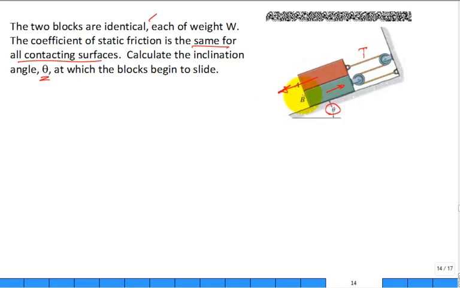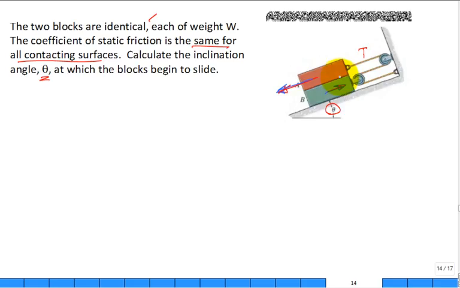What you can do is make a bad guess, run the numbers, and get a negative theta, and then you say, oops, I guessed which way they slide wrong. If you guess that block A slides down and block B slides up, you'll get a reasonable value for theta. It won't be a negative answer for theta.